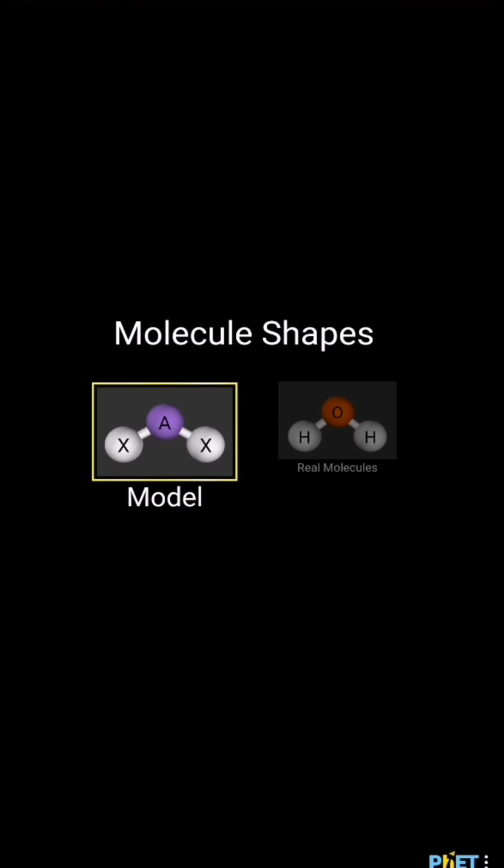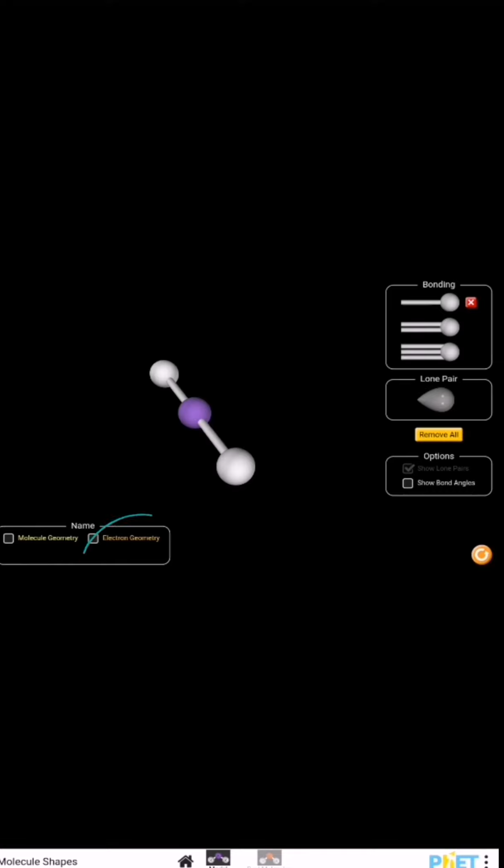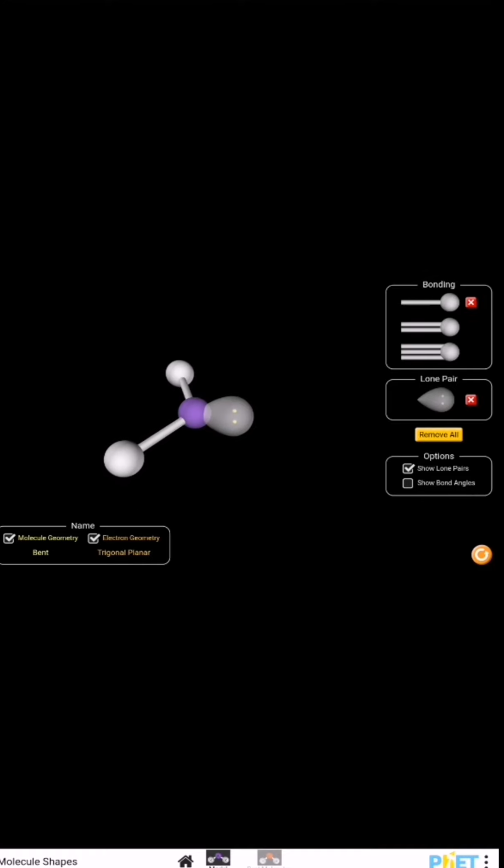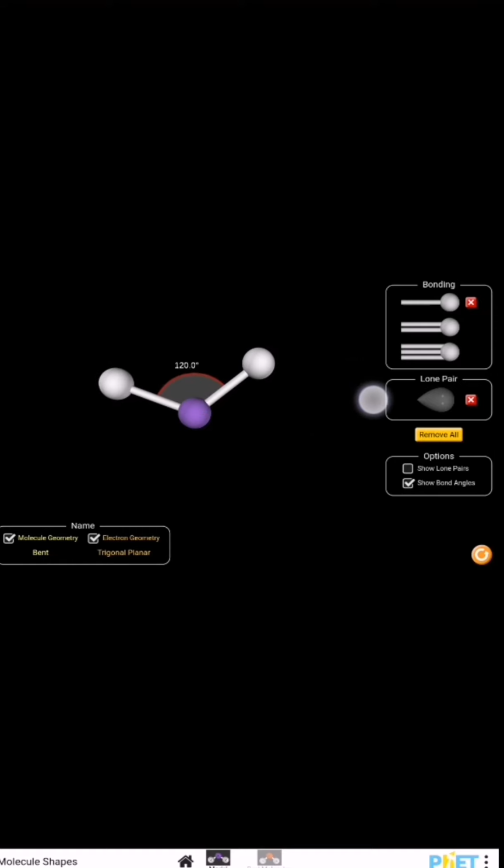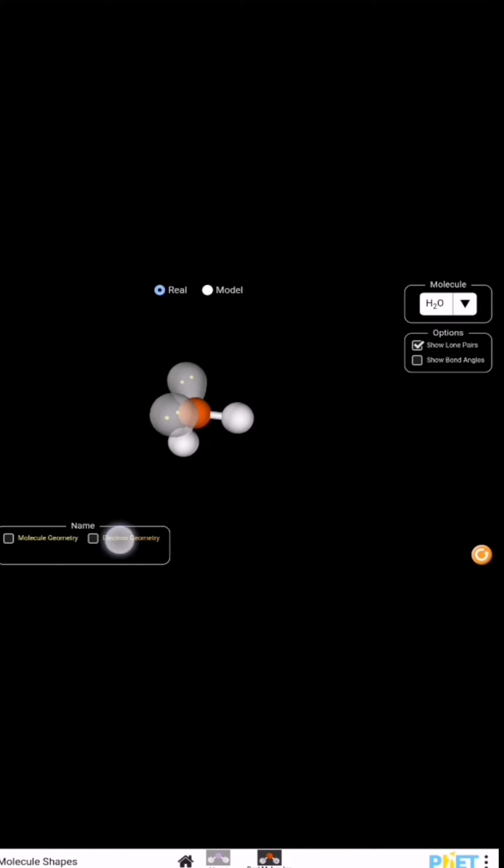We continue with the VSEPR model, so there are new features like electron geometry and lone pair. Lone pair will affect the molecular geometry. For example, we have linear, and at the one lone pair, the bonds of linear will move and form like trigonal planar. And when the lone pair is added, it's not linear anymore, but it will be bent. For example are water and sulfur dioxide.